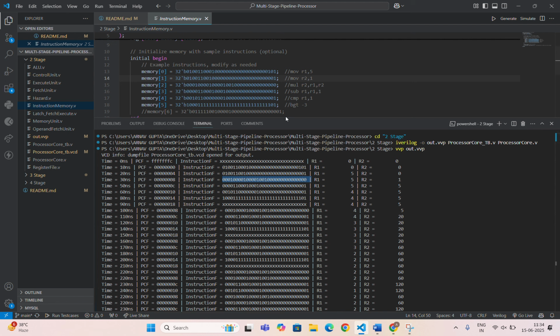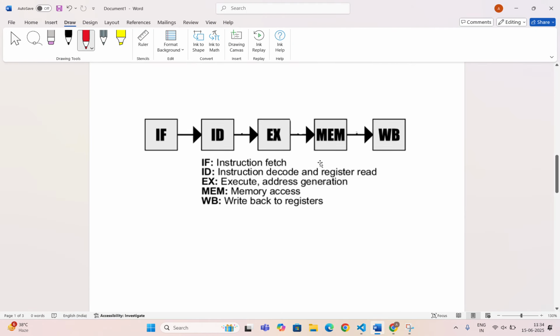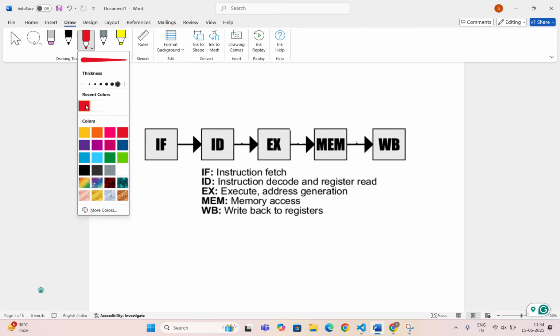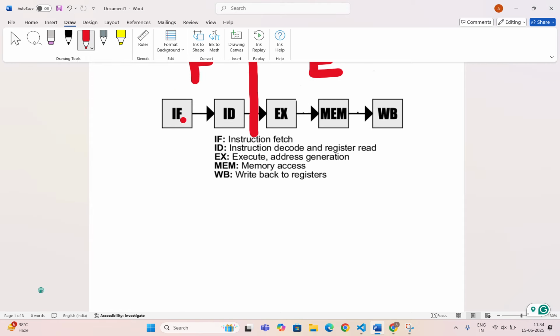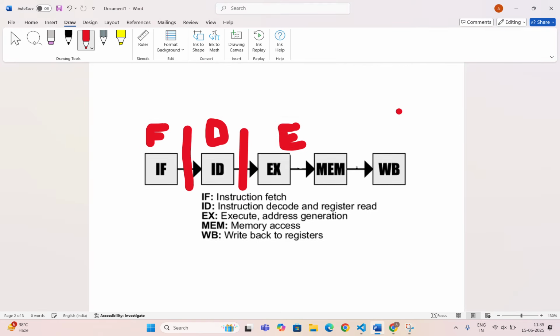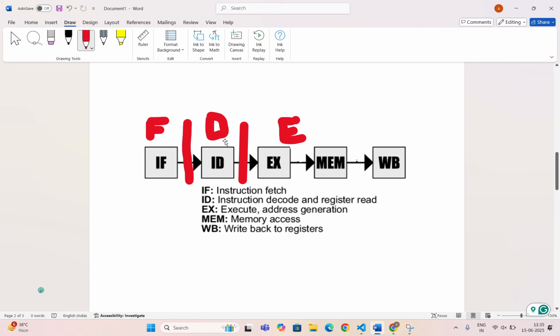Now I will explain the 3-stage pipeline. In this 3-stage pipeline, I have introduced two latches. One is the fetch decode latch, and the other is the decode execute latch.